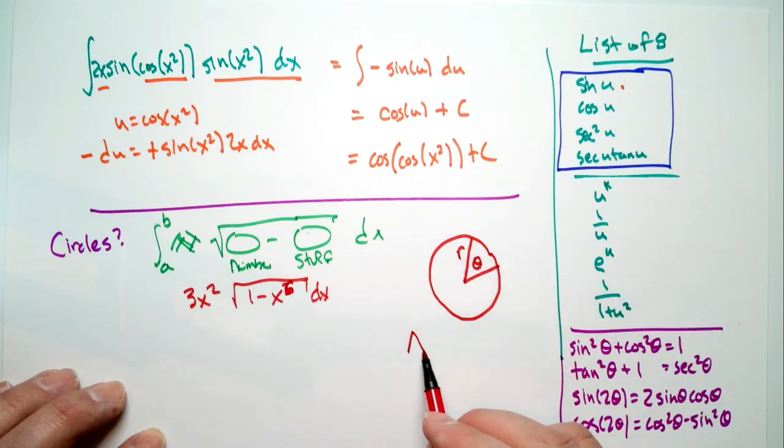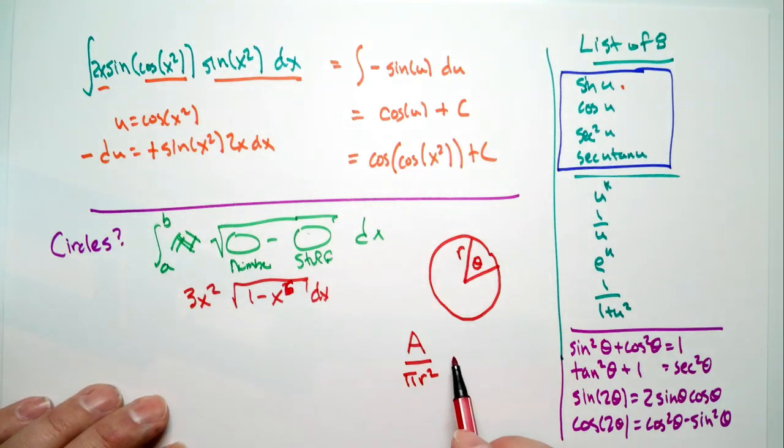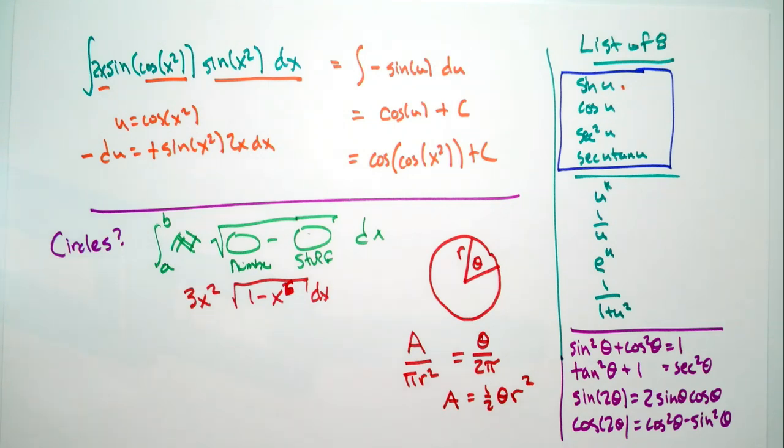Then the area of that piece of the circle divided by the total area. So think of this as like a percentage. How much percent of the area is in A? Is equal to the angle divided by 2 pi. So therefore, the area is 1 half times the angle times r squared, because you multiply the pi r squared across.